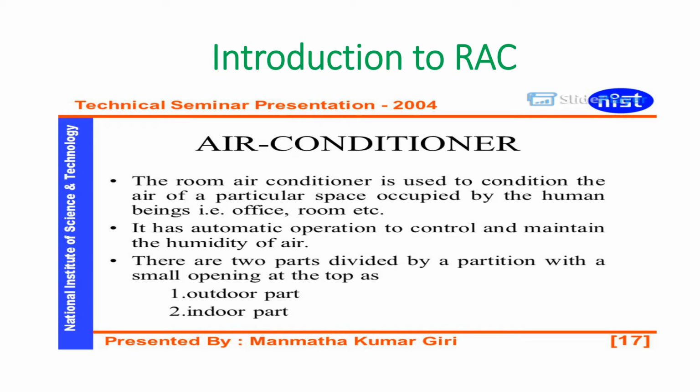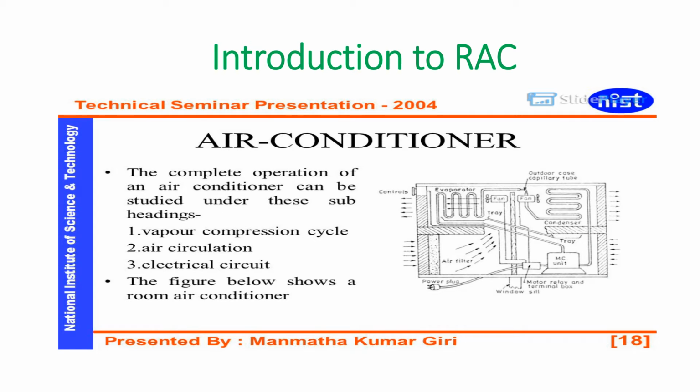There are two parts divided by a partition with a small opening at the top: 1. Outdoor part, 2. Indoor part. Air conditioner. The complete operation of an air conditioner can be studied under these subheadings: 1. Vapor compression cycle, 2. Air circulation, 3. Electrical circuit. The figure below shows a room air conditioner.